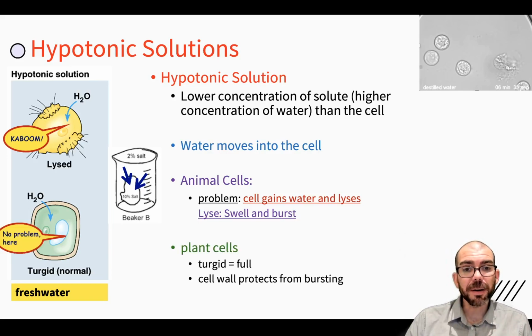In plant cells, however, plants have a cell wall. That wall has a lot of integrity and is able to maintain its structure and pressure in these situations. So if I put a plant cell in a hypotonic solution, it's fine. The cell wall will protect it from bursting. In fact, the cell will become more firm, which is ideal for plants.